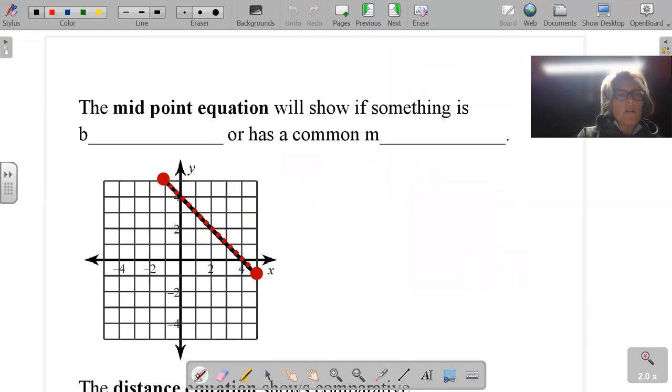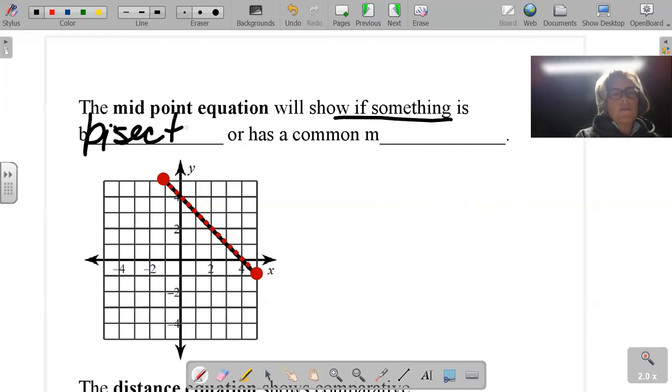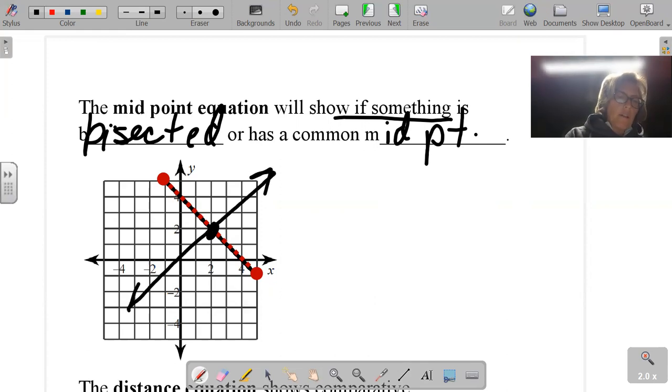Taking a look here, the midpoint equation will show if something's bisected or has a common midpoint. So if I have a segment here that goes through the red, excuse me, I said segment, not line, at a certain point, and I'm asking myself, is it being bisected?